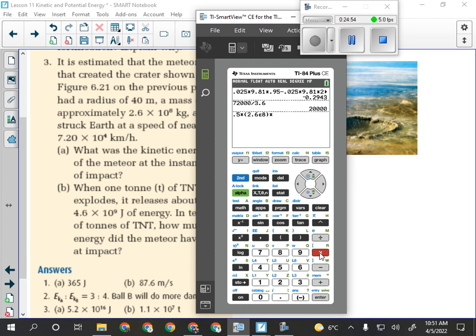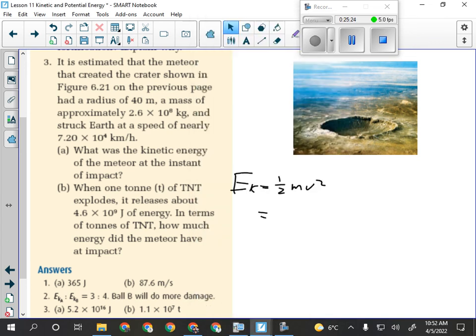times our speed squared. Okay, so we got 5.2 times 10 to the 16 joules. Is that a lot? I mean, it made that hole in the earth, and it's not a small hole either. I can't remember how big Meteor Crater is, but I feel like it's several kilometers across. Like it's big. It's not a small hole.